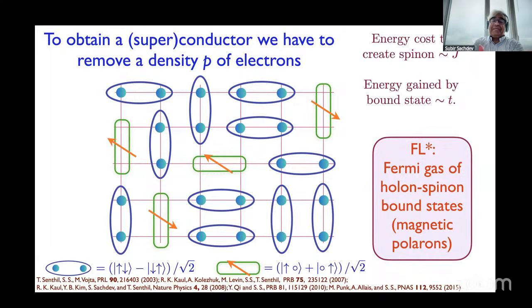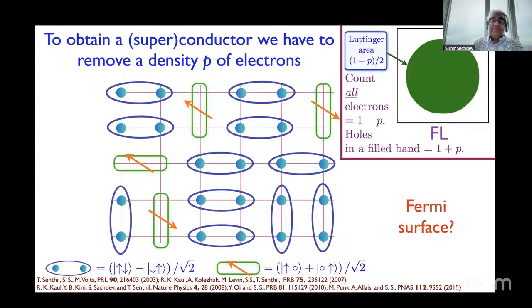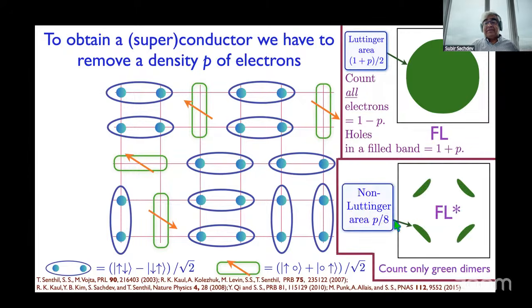Okay, so I'm not saying that this is the actual wave function, but this wave function is good enough to allow you to compute the size of the Fermi surface. So what is the Fermi surface you would get from such a state? Well, if these are free electrons, then you have to count every electron. And the number of electrons, of course, is 1 minus P. Or if you wish, the number of holes in a filled band is 1 plus P. So the Luttinger argument for this gas would be (1 plus P) over 2 for the area of the Fermi surface. Of course, that's not the correct answer. The correct answer, if you have 4 pockets, is that the area is P over 8.